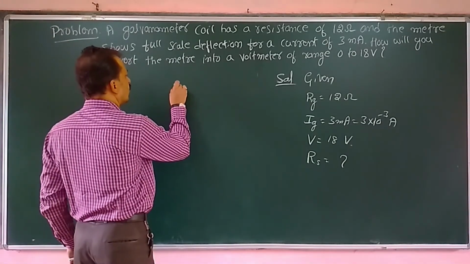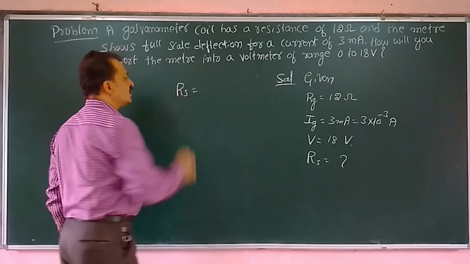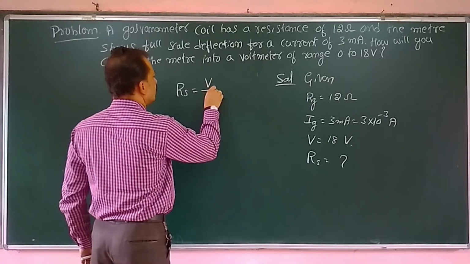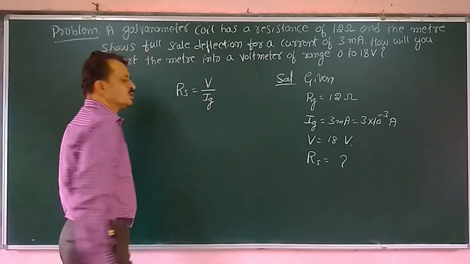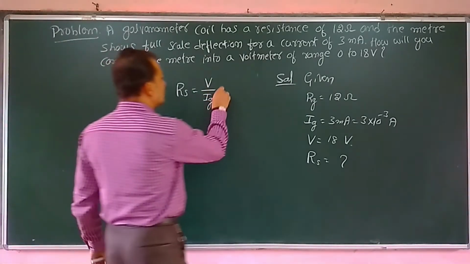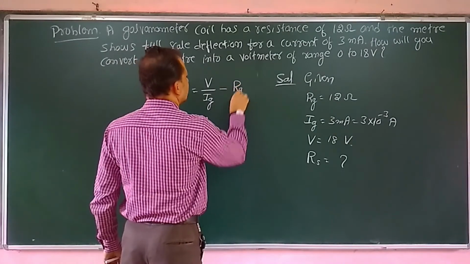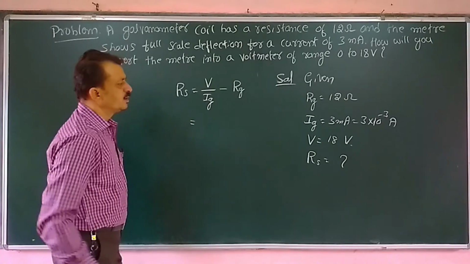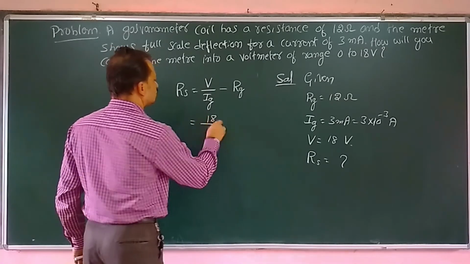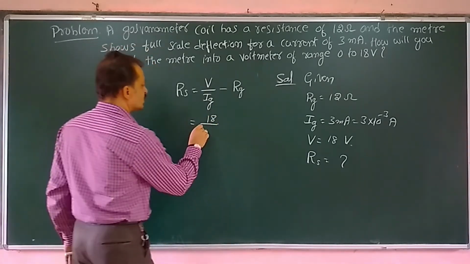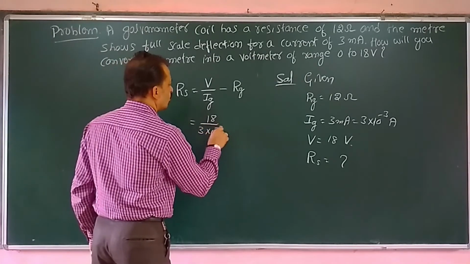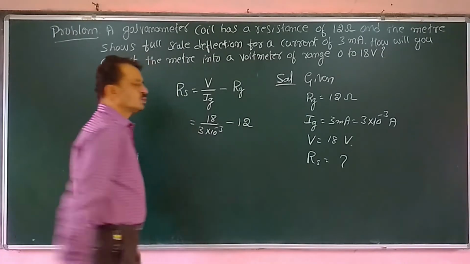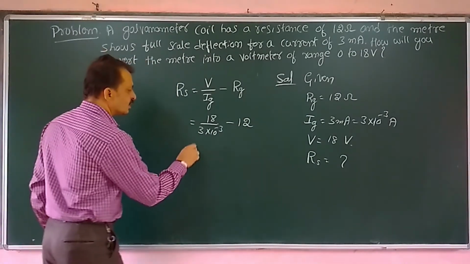Now the formula to find the high resistance to be connected in series to the galvanometer is given by the voltage V divided by Ig, the full scale deflection current, minus the resistance of the galvanometer. Simple formula. So just substitute and simplify. The voltage is 18 and Ig, full scale deflection current, 3 into 10 to the power of minus 3, minus resistance of the galvanometer, it is 12. So very simple calculation is there.